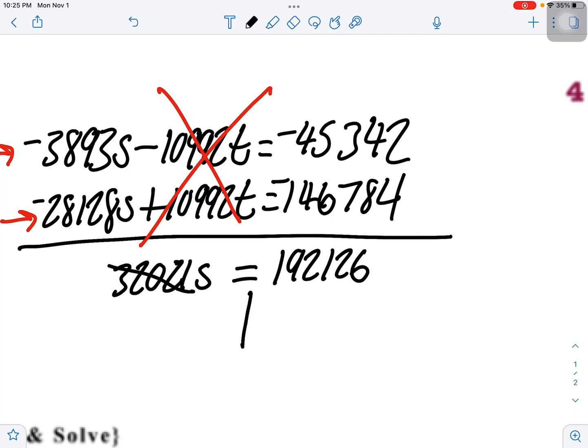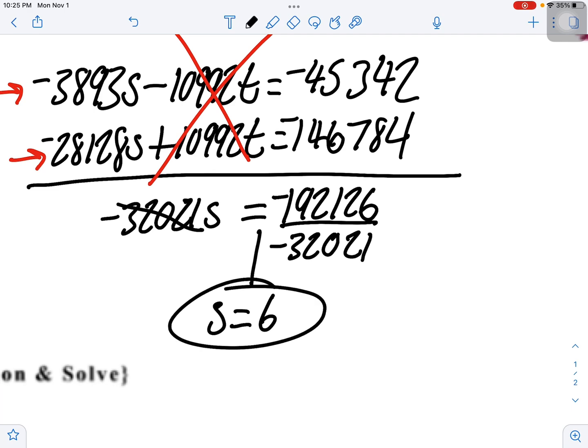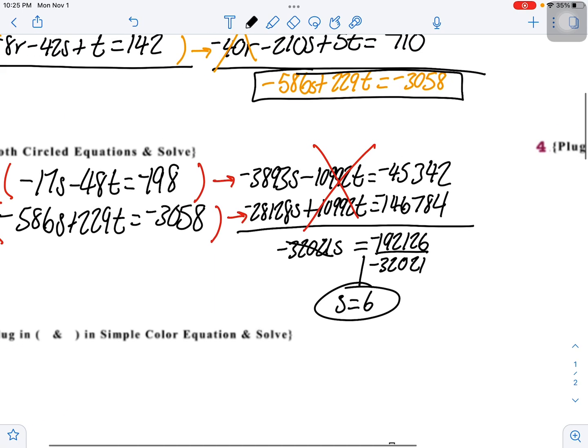192126. And now to solve for s, I cross out 32021 and I divide, by the way, both negatives here, 32021. Forget the negatives. I'm going to get s is equal to 192126 divided by 32021, and we get 6. Look at that. s is equal to 6. So here we go. All those big numbers gave us a nice round small number.